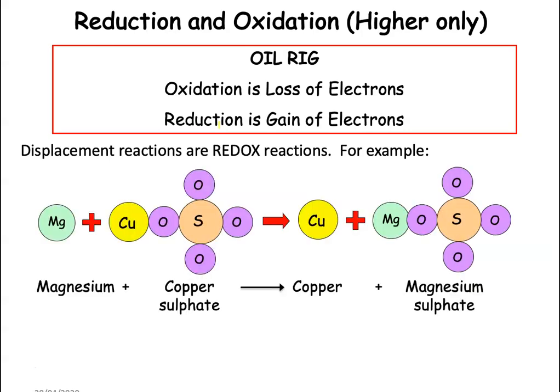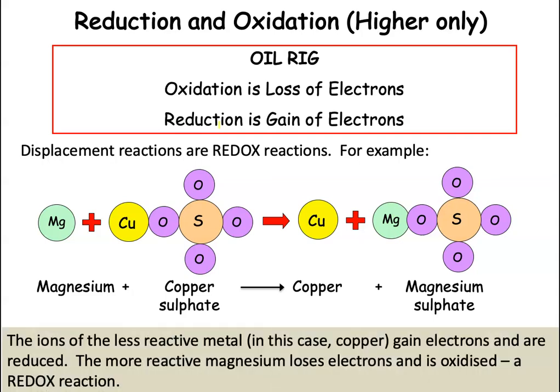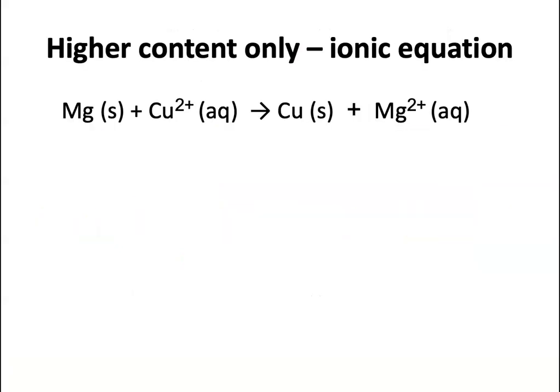For example, magnesium. This reaction which we just looked at, in this case, magnesium became oxidized because magnesium lost electrons to become Mg2+. We will look at this on the next slide.